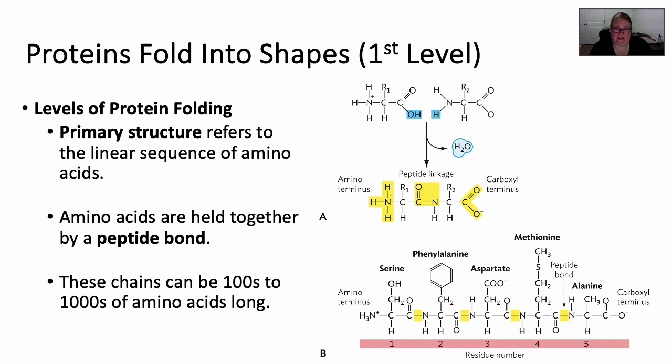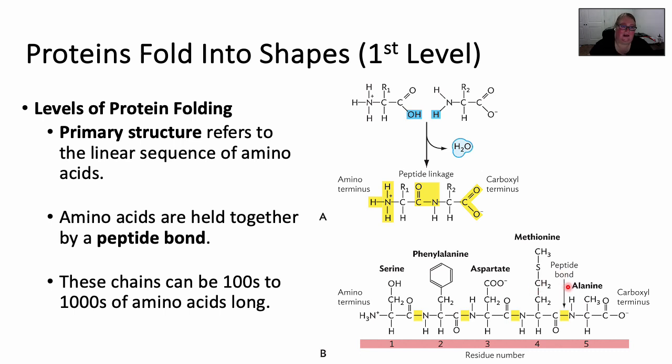So our first level of protein structure is the primary structure. Okay, the primary structure is literally the linear sequence of amino acids. So we're going to start with a serine, the next one's going to be a phenylalanine, the next is going to be an aspartate, next is going to be methionine. Okay, this is the sequence of amino acids in this small little peptide here.